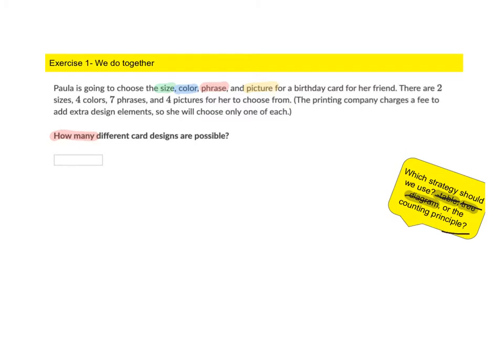So the one that's going to make the most sense to use here is the counting principle. Remember, the counting principle is we're just going to multiply our numbers together. So we have 2 sizes, 4 colors, 7 phrases, and 4 pictures. So we're just going to multiply all these numbers together. It doesn't matter where you start because order does not matter when we multiply, right? So I'm just going to start at the beginning. We have 8. Then we're doing times 7 times 4.